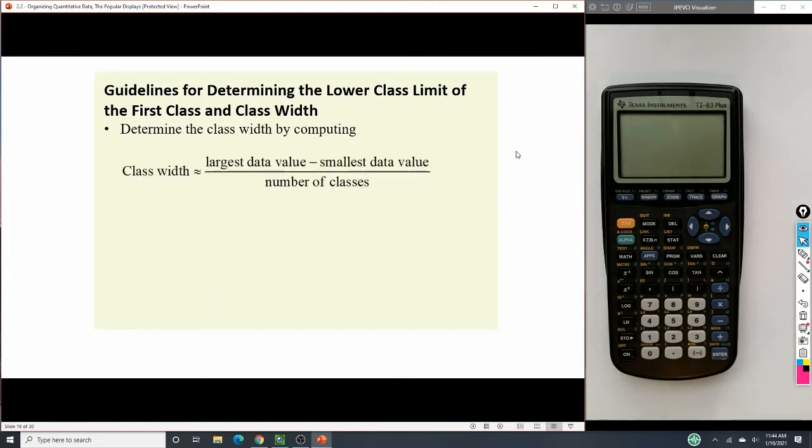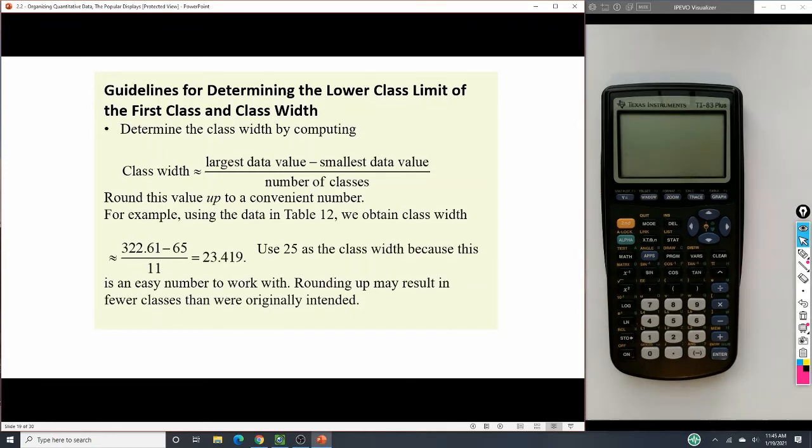Now, to find the actual class width, we would take our largest data value minus the smallest data value, and divide by the number of classes that we want, and that would give us our class width. We always want to round this up to a convenient number. We don't want to do decimals on those. So for instance here, they had 322.61 minus 65, and then we divided by 11, so that gave us 23, and we decided to round that up to 25 as the class width.